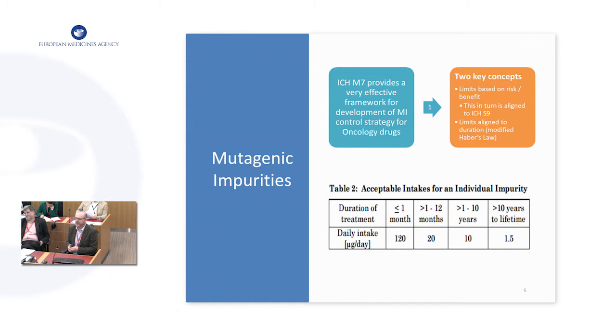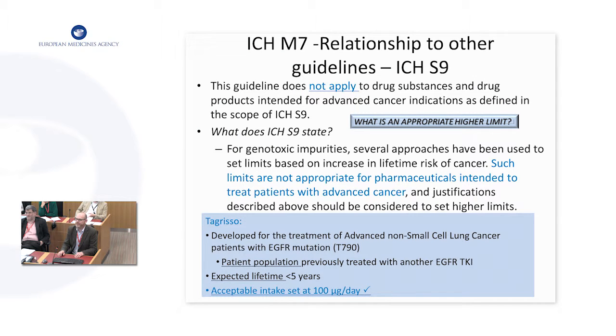The first is that the limit can be based on a risk-benefit, and this is where it is aligned to the ICH S9 guideline around advanced cancer therapies, which takes into context the seriousness of the disease area, but also what the patient has been exposed to in terms of the treatments and the risk that's associated with that. And also, there is that clear alignment of the limits to duration, particularly to Haber's law, and you have the table that's taken straight out of ICH M7 there. So that gives us the ability to contextualize this, particularly in the context of an oncology drug.